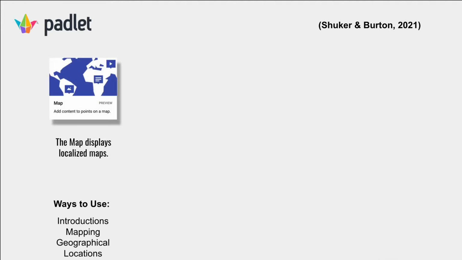Additionally, there's three more. So there's also the map. Now the map is pretty cool because what it displays is, as it's named, a map. And so it will display a localized map. So it's a really good way to maybe do some introductions in class, maybe let students introduce where they're from, or maybe where they've traveled recently, or maybe they've actually ventured out to places that relate to your class. So you can have it as a really nice tool to use for creating introductions for your students.